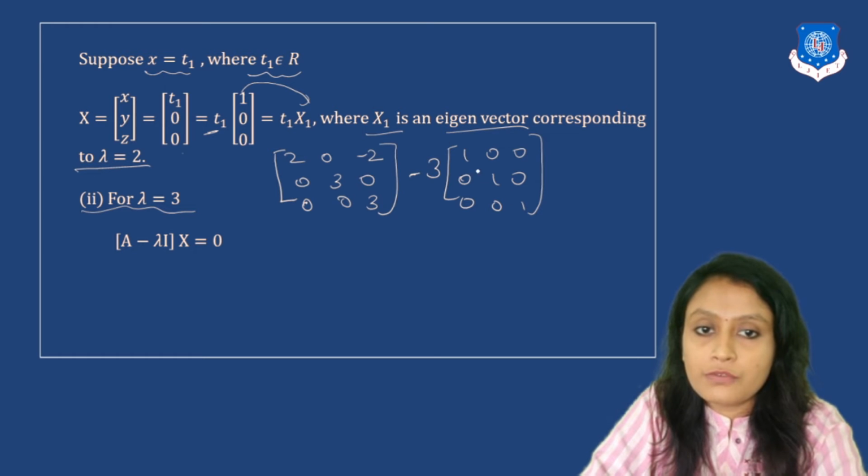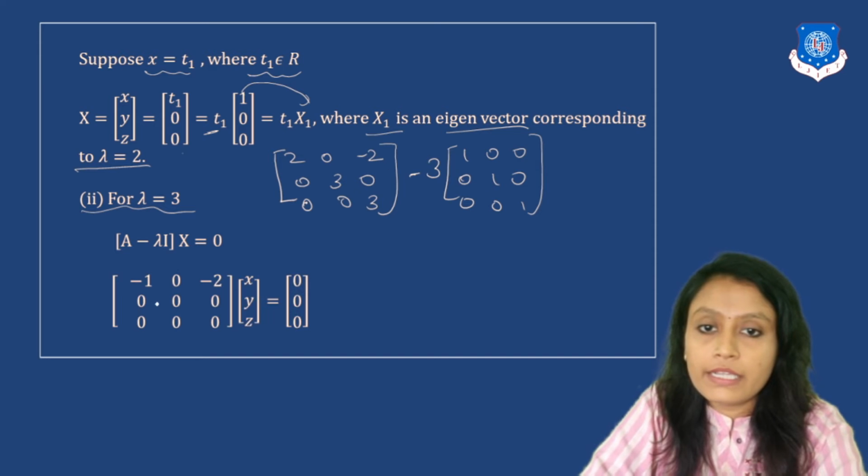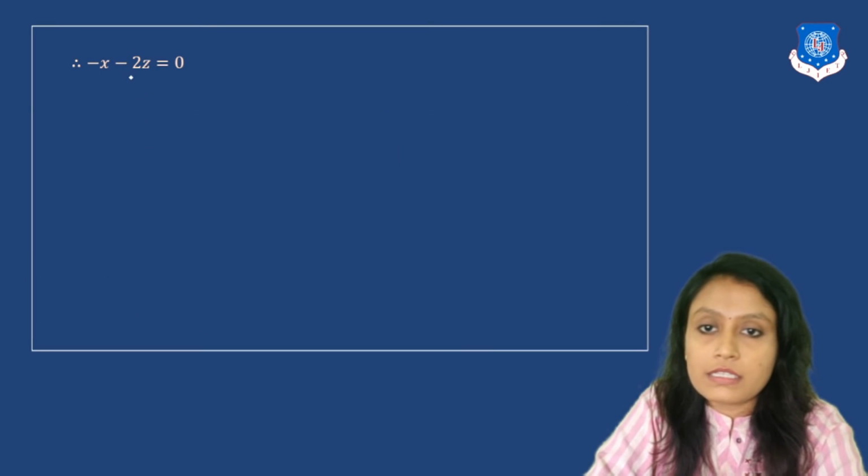Multiply by 3 inside, so you will get 3 at these 3 places. Subtract it, so what will you get here? 2 minus 3, so you will get minus 1 here, then 3 minus 3 is 0, and again 3 minus 3 is 0. All other terms will remain as they are, right? Now these two are 0, so we'll get only one equation from this first row, that is minus x minus 2z is equal to 0.